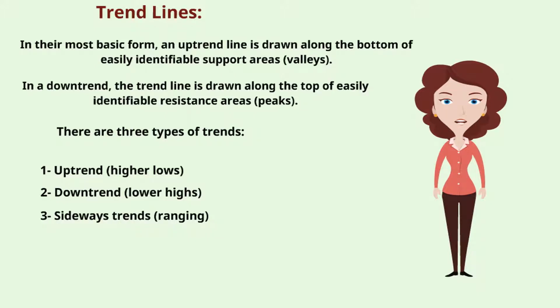Trend lines. In their most basic form, an uptrend line is drawn along the bottom of easily identifiable support areas, valleys. In a downtrend, the trend line is drawn along the top of easily identifiable resistance areas, peaks. There are three types of trends. First is uptrend, higher lows. Second is downtrend, lower highs. And third is sideways trends, ranging.